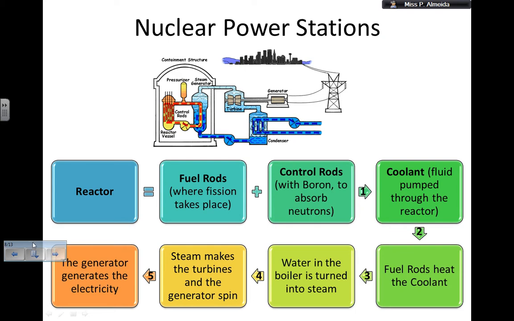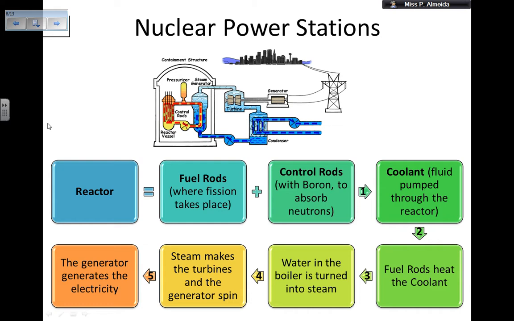So in summary, if you want to take notes, this is what happens. I have my reactor, which has the fuel rods where fission takes place, and it has these control rods, which are made of boron, that absorbs neutrons. These rods are extremely important, and I'll tell you why in the next slide, I believe.